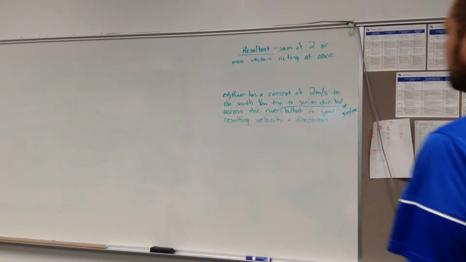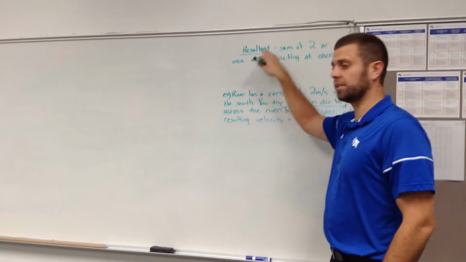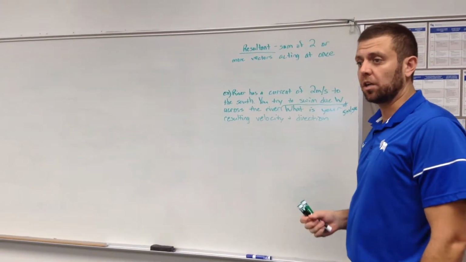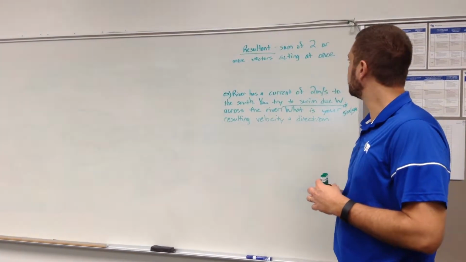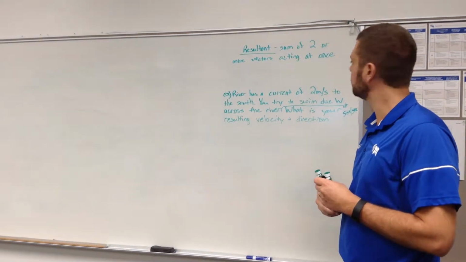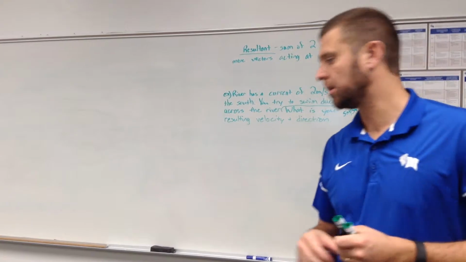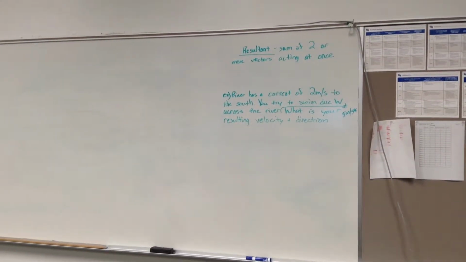Alright, next thing, vector-wise, we're going to talk about what are called resultants. Resultants are sums of two or more vectors acting at once. Okay? For example, you could think about it this way.